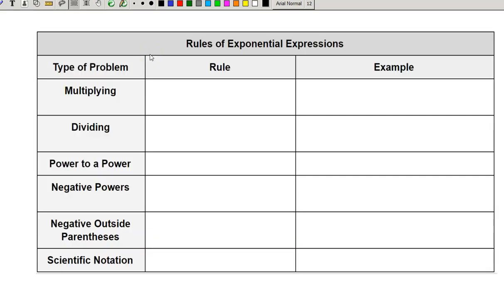So we have these rules that we need to go over. The first one is the multiplication rule, which was like the example that we showed previously. If we are multiplying the same number over and over again, we're simply going to add the exponents of the base. So for this rule, we're going to put: add exponents of common bases.